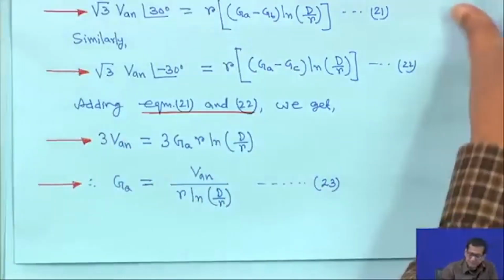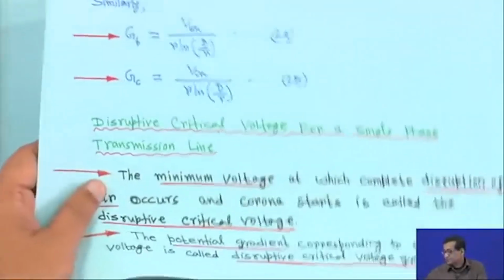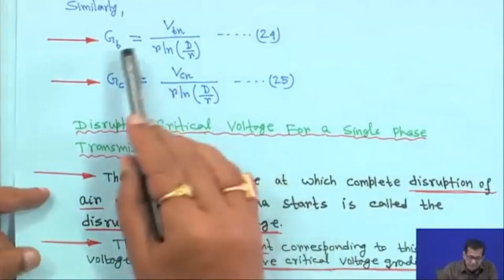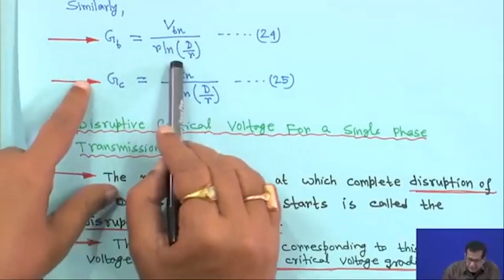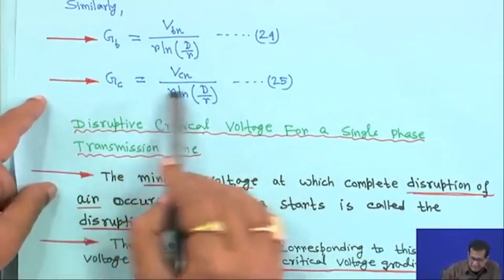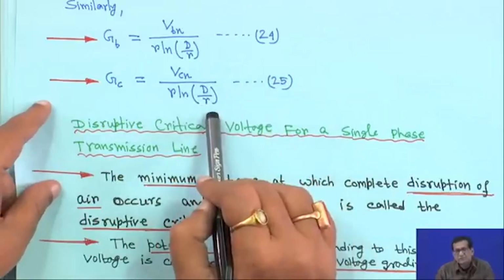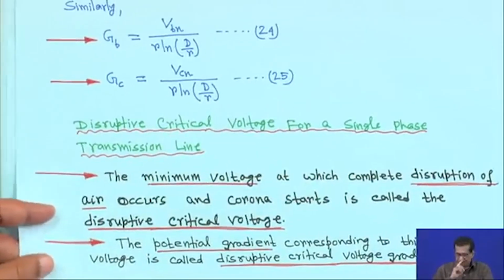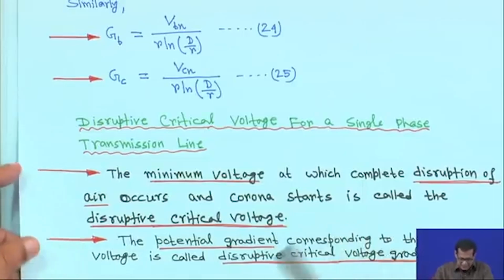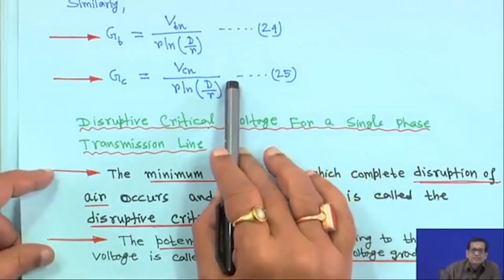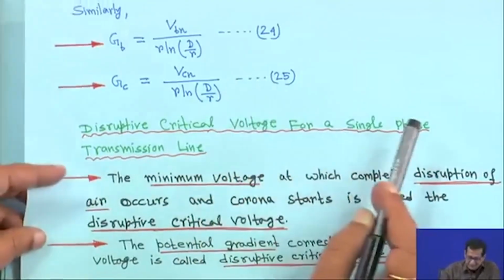Similarly, Gb will be Vbn upon R ln d upon R, and Gc will be Vcn upon R ln d upon R. This is 24, very easy to remember. I hope this is understandable to all of you.